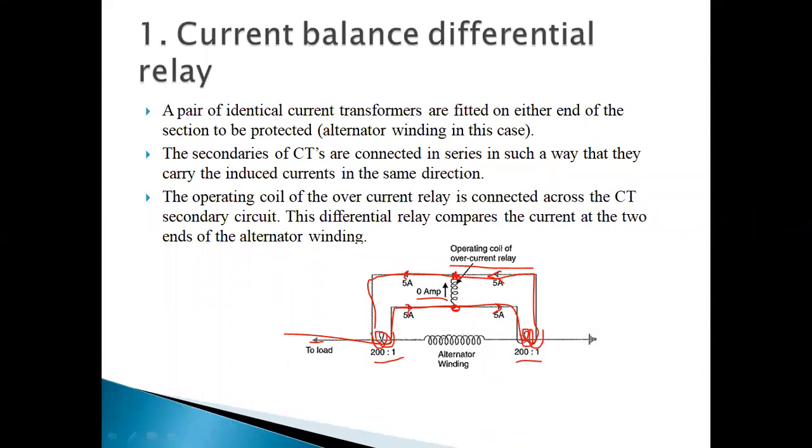But if the fault has occurred there, then there will be some current in this operating coil. But here no fault has occurred, meaning incoming current is equal to outgoing current. Therefore, the fault current, or the current flowing through the operating coil of the overcurrent relay, is equal to 0 ampere.